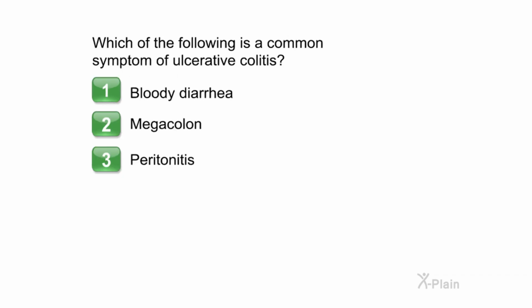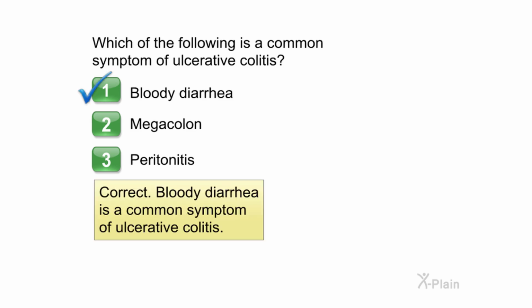Which of the following is a common symptom of ulcerative colitis? Choose one of the following options. 1. Bloody diarrhea. 2. Megacolon. 3. Peritonitis. Correct. Bloody diarrhea is a common symptom of ulcerative colitis.